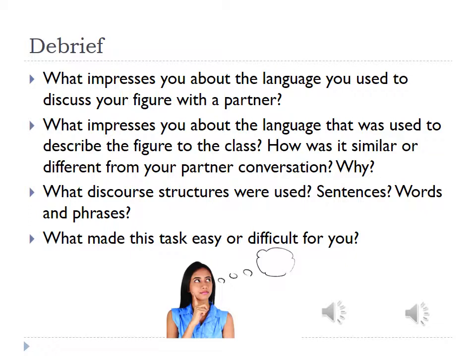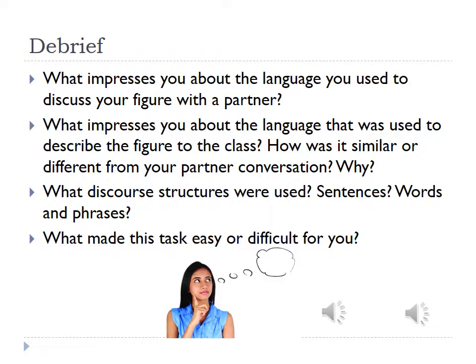Think about the discourse structures of the paired interaction and the presentation. How would you describe them? What about the sentences, words, and phrases in each? Finally, think about whether this task was easy or difficult and what made it so.